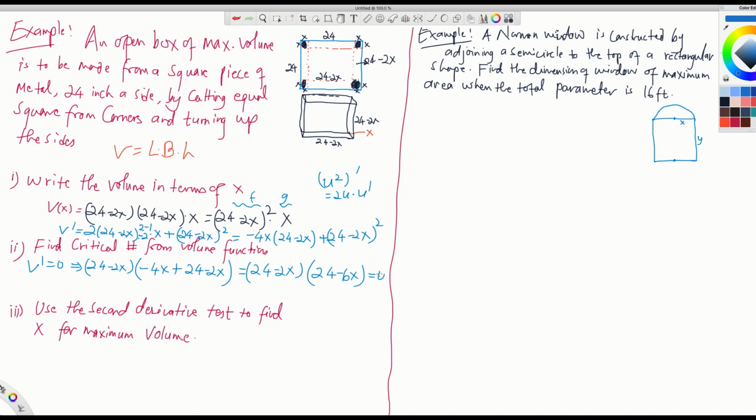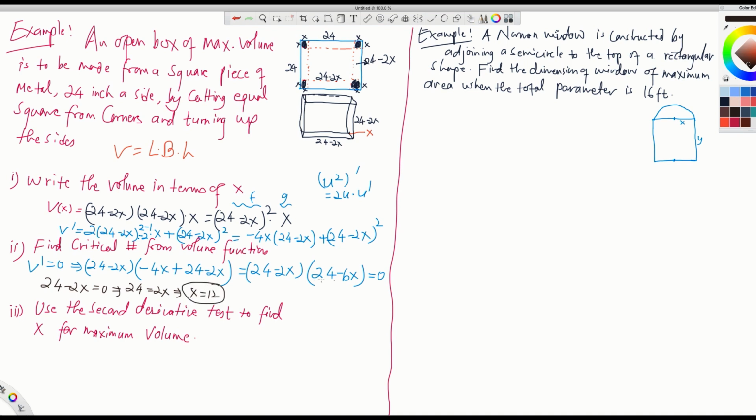You said that equals 0. In that case, you will say the first parenthesis equals 0 and then the second parenthesis equals 0. So if you do that, what do you get? You will basically get 24 minus 2x equals 0. So what do you do? You add 2x on both sides, and then you'll get 24 equals 2x. This implies x equals 12, right? This is one critical number.